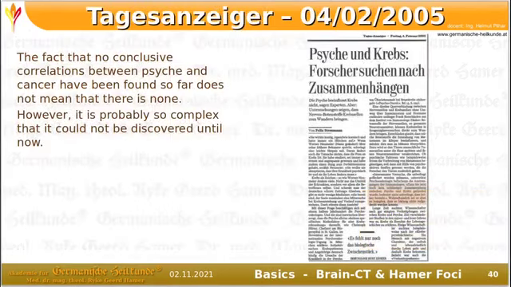Terrible. Tages-Anzeiger, April 2, 2005. Psyche and cancer, researchers search for correlations, the only thing missing is the biological link. The fact that no conclusive link between psyche and cancer has been discovered so far does not necessarily mean that there is none. But it is probably so complicated that it has not been possible to discover it until now.